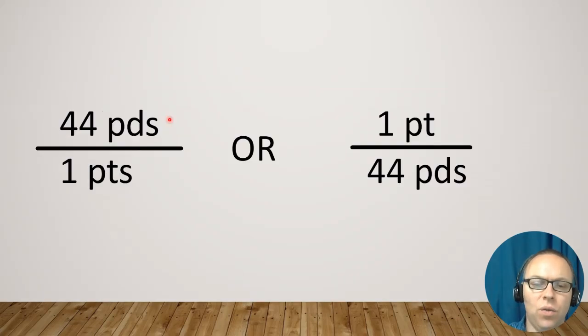So I could say 44 pounds over one patient, or I could have one patient over 44 pounds. It really doesn't matter whether I put the patient up top or patient down bottom. It's going to be the same thing, right? As long as I'm saying what's up top is equal to what's down bottom, it's going to work.